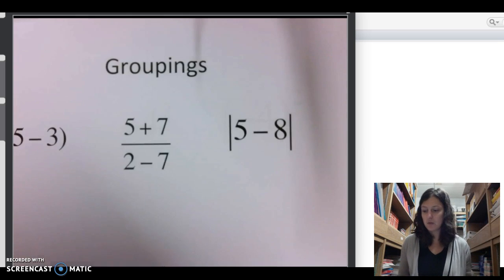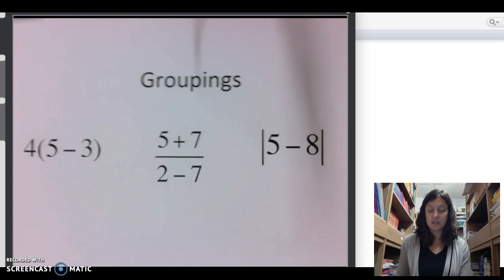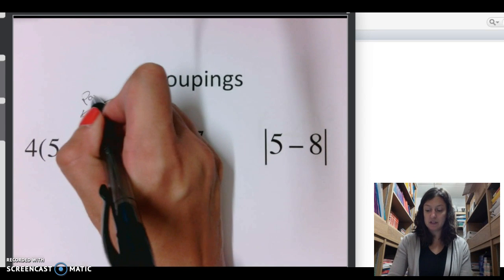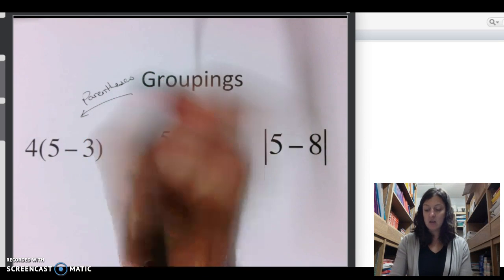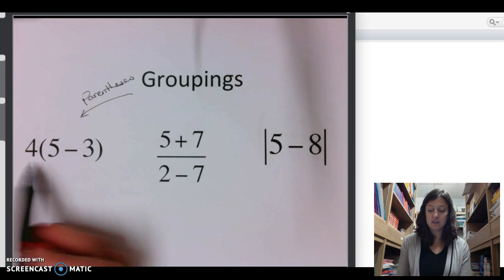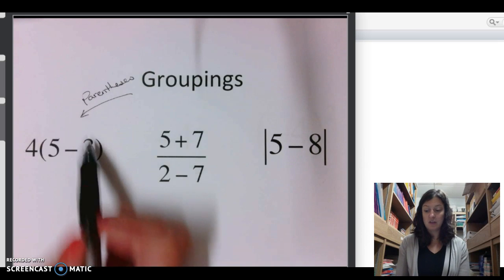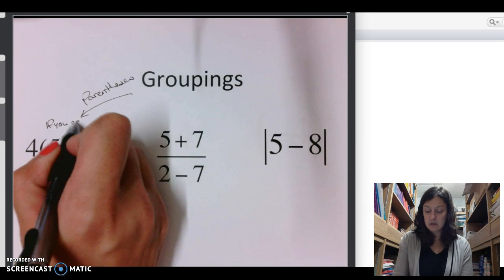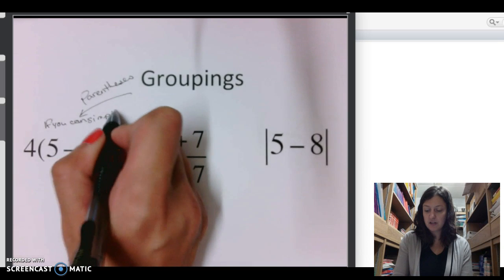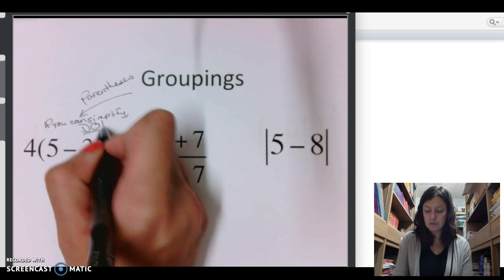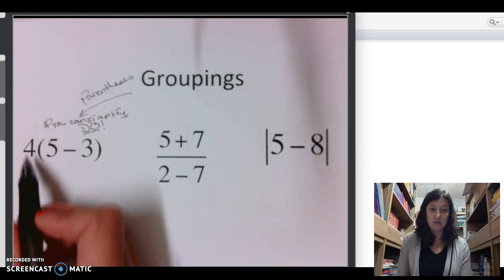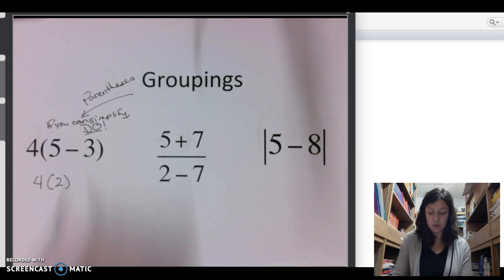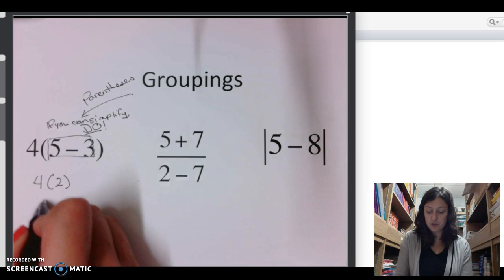Okay, here we go. Groupings. Here are 3 examples of different types of groupings. The first set of grouping that you might see is parentheses. Right, the good old-fashioned ones. And when you have 2 numbers inside of parentheses, your first inclination might be to distribute that 4. I don't want you to do that. If you can simplify, do. Because 4 times 5 and 4 times 3 is not as easy as 4 times 2. So we're going to do what's inside this box first, 8.